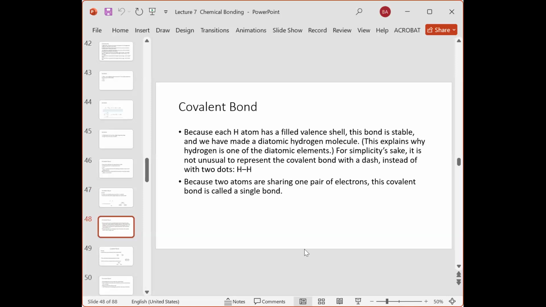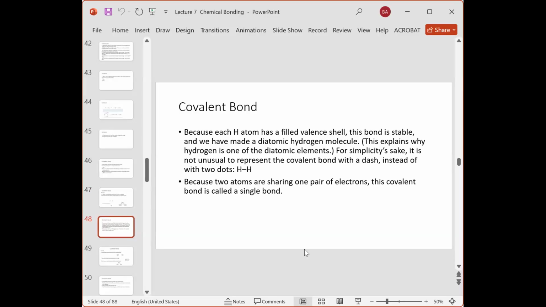Because each hydrogen atom has a filled valence shell, this bond is stable. Once they have the filled valence shell, the bond is stable. The atom becomes stable. So that one becomes a diatomic molecule of hydrogen. That's why we say hydrogen is a diatomic molecule.